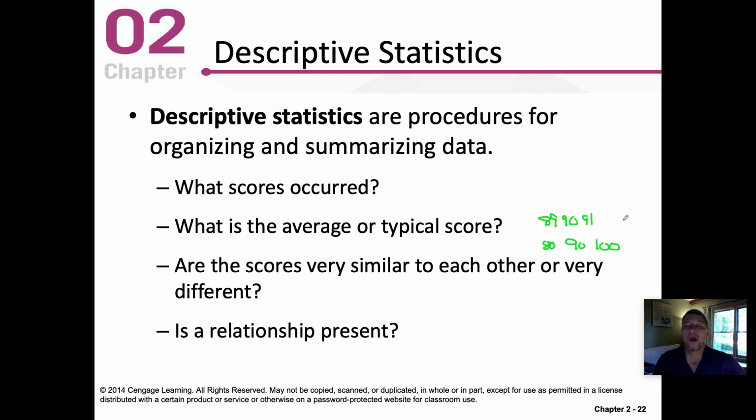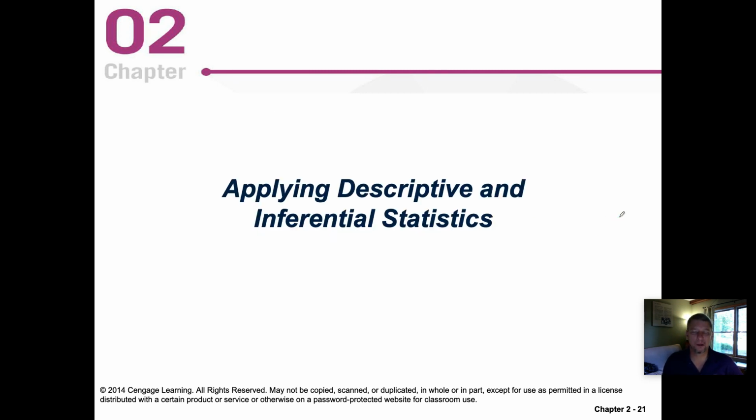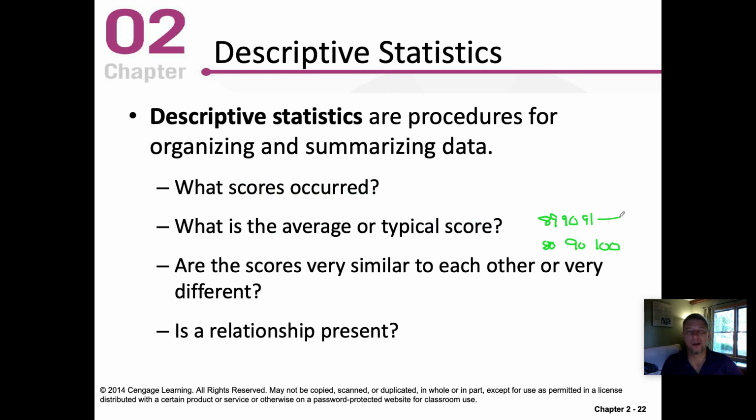89 plus 90 plus 91 is 270. Divide that by 3 and you get 90. 80 plus 90 plus 100 is also 270. Divide that by 3 and you get 90. So the average in both of these scores is 90. But are the data sets the same? Well, no, because in this data set, all the data points are very close together, but here they're much, much different.